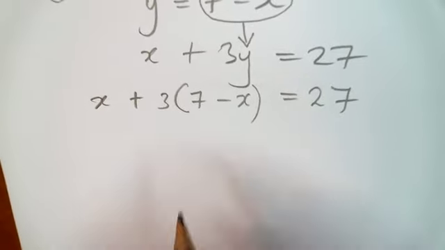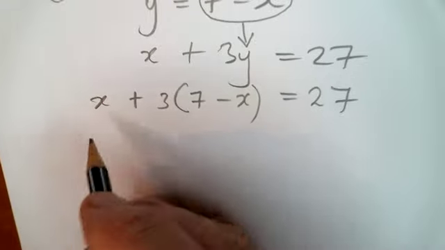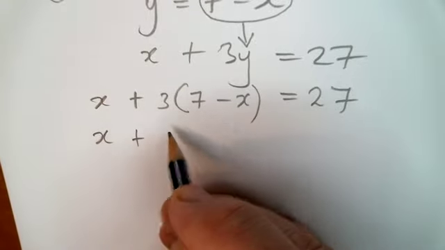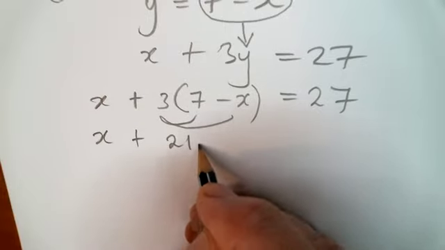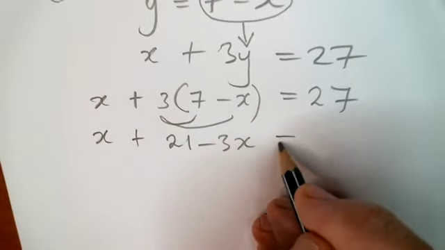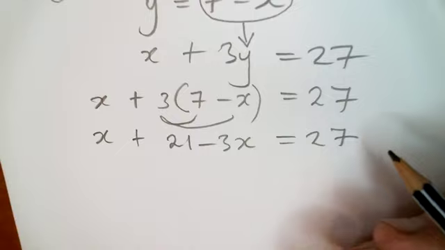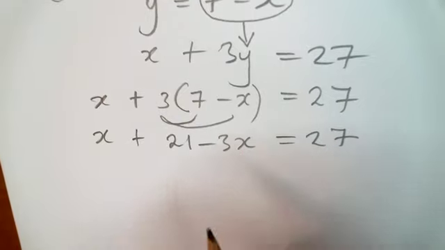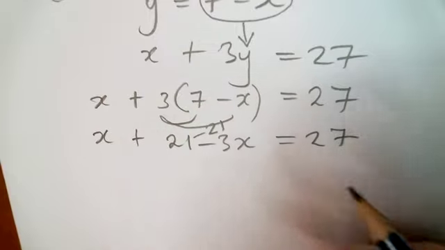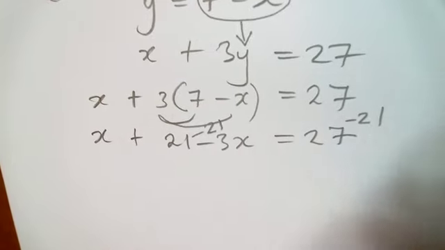So now we do need to expand this out though, so we can say we've got an x plus 3 times 7 is 21, and 3 times negative x is negative 3x, and that's equal to 27. So I'm going to keep the negative 3x on its own. I'm going to subtract 21 from both sides.